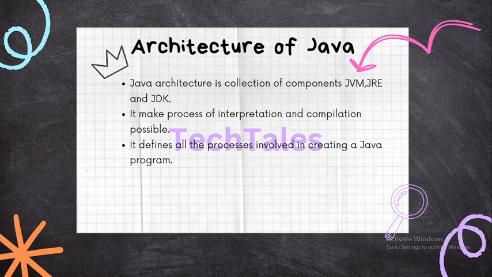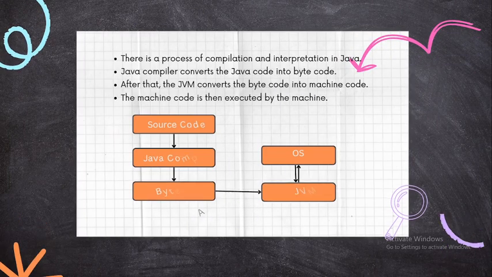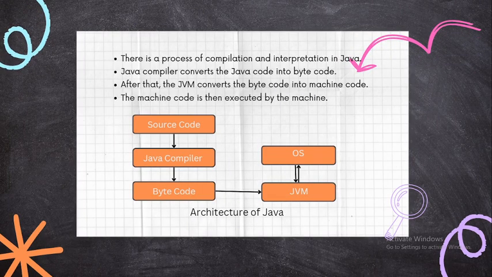Now, have you ever thought what exactly happens when you write a code and hit the run button? I also don't know. So let's see. Your source code gets compiled using the Java compiler into bytecode. Your bytecode gets converted into machine code using the Java Virtual Machine. And finally, that machine code gets executed by the operating system.